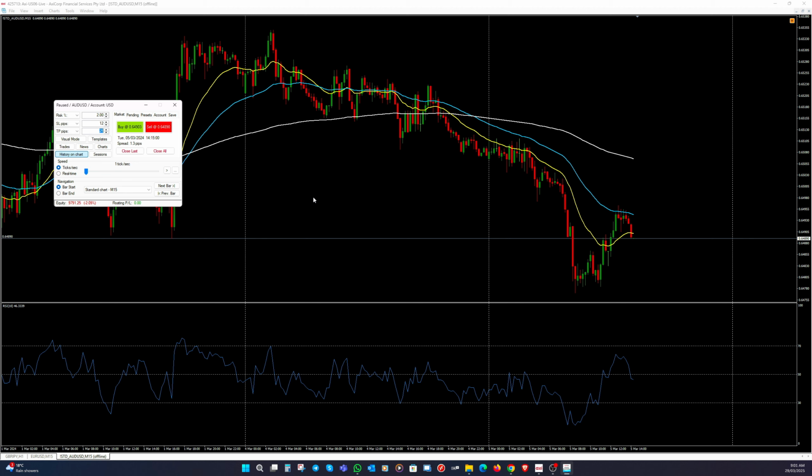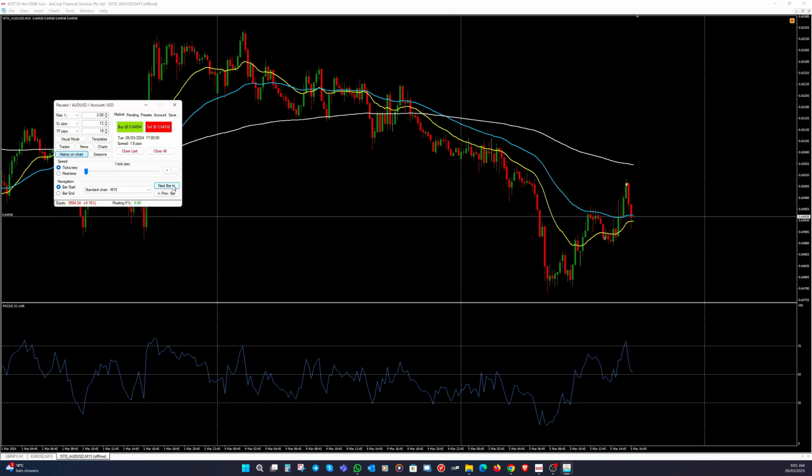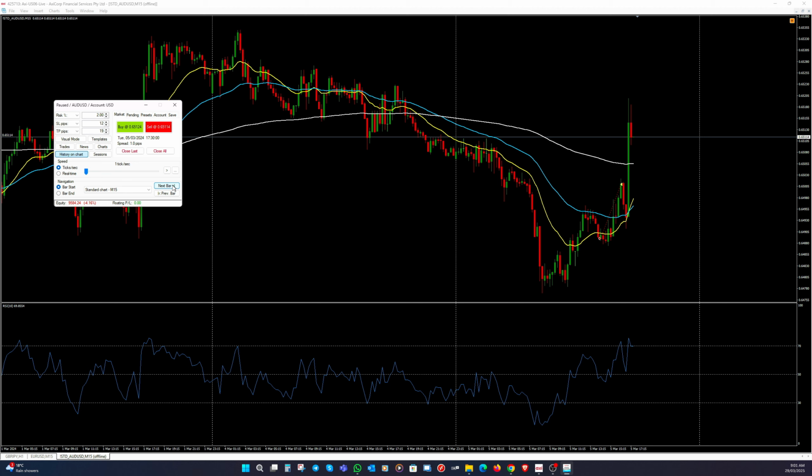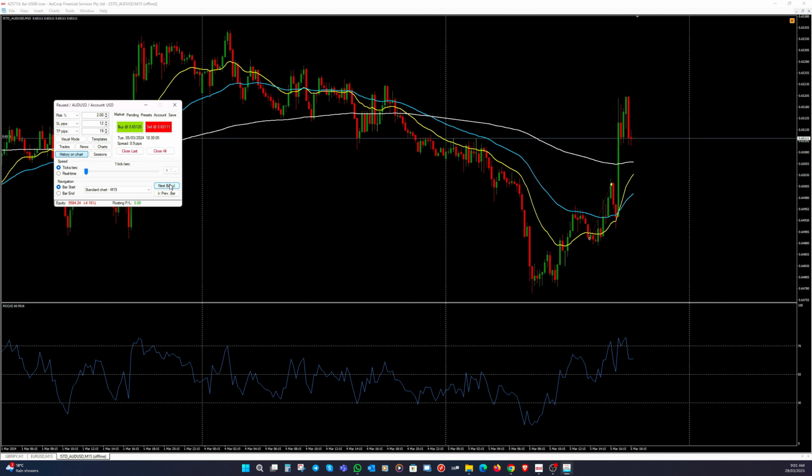This is the rules. We've got the pullback to the 50 EMA and a close below the 20. We can see the RSI has come back over the 50 line and then close below the 50. So it actually is a viable setup. So 12 and 6 is 18 and 1 is 19. And there we have 2 losses in a row. Going well.